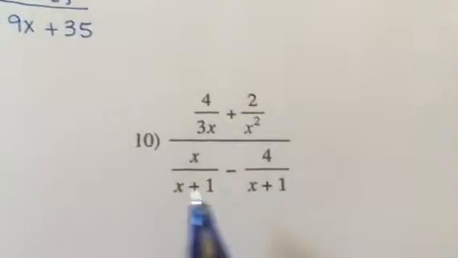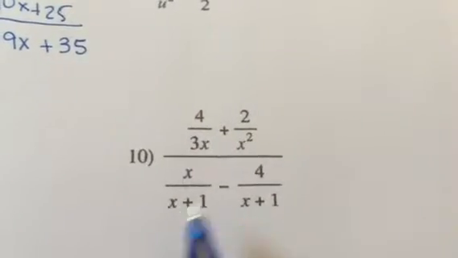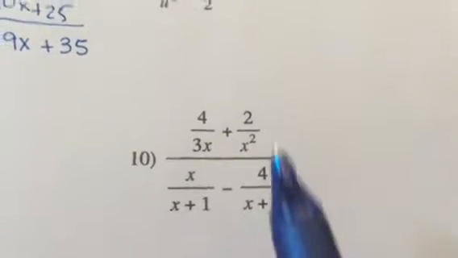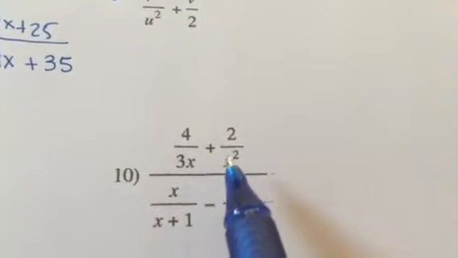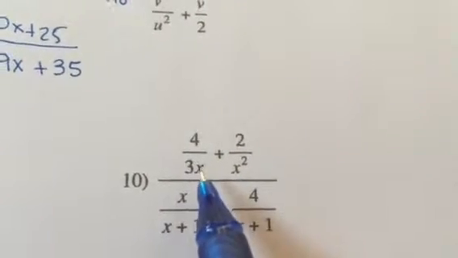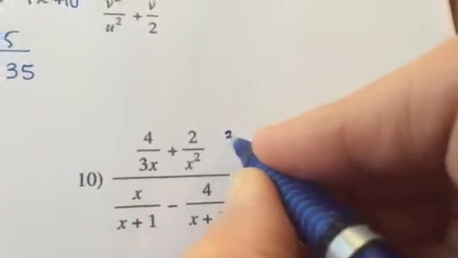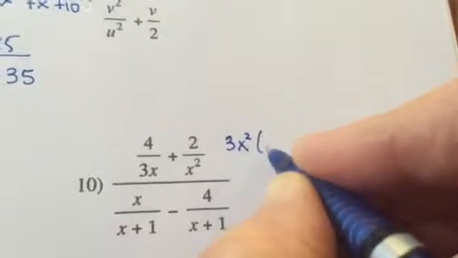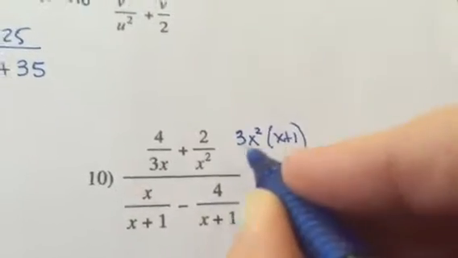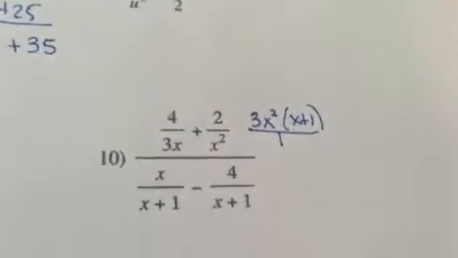Look at this one. Your common denominator. Obviously, I have to have an x plus 1. It looks like I have to have at least an x squared. That'll take care of that x. He just wants another x. And I have to have a 3. So you're going to have to multiply everything by 3x squared, x plus 1. That's going to be your common denominator here.